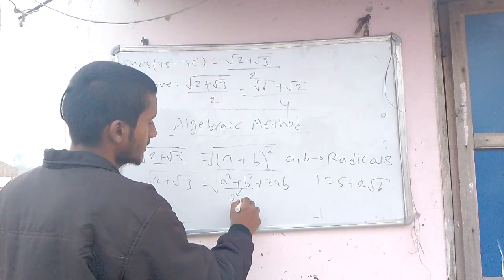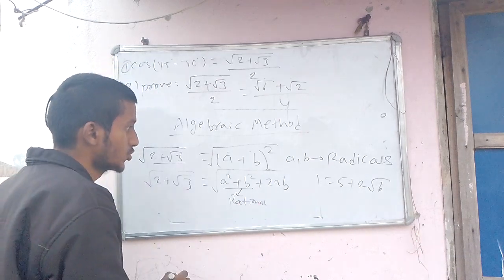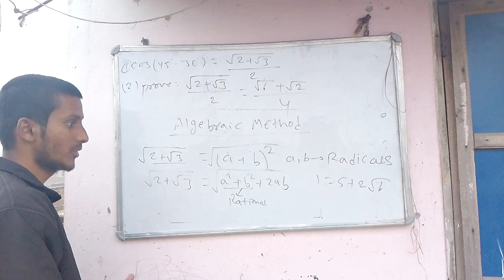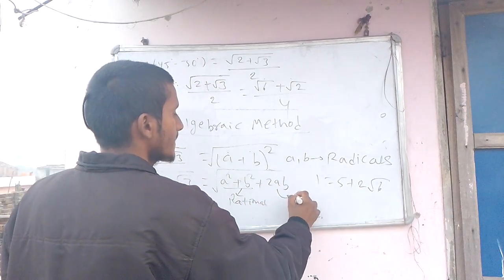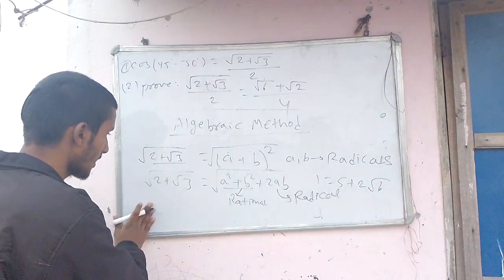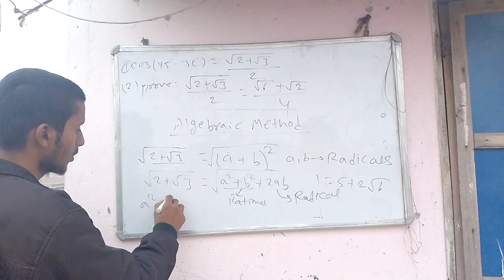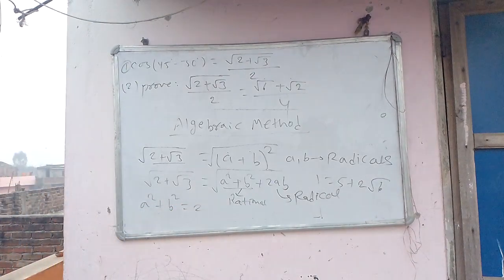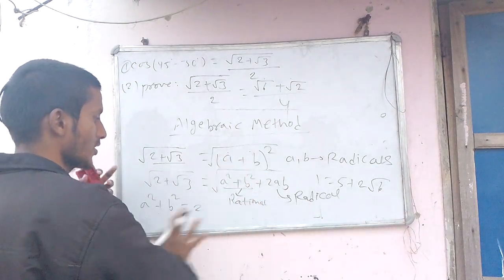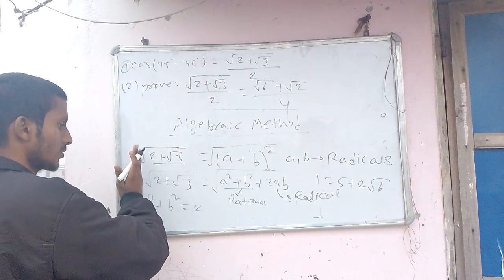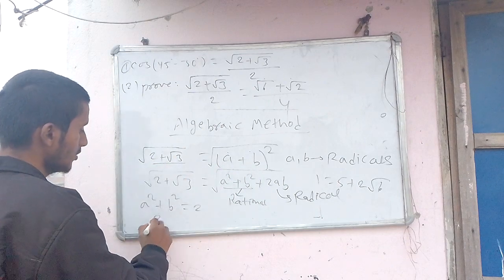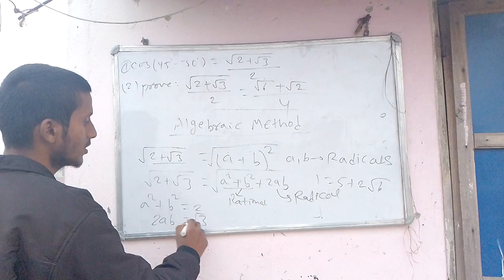a rational number. Why is it a rational number? Because if you have two radicals, then the a squared plus b squared part will be a rational number, but this part will be radical. Does that make sense? So you can equate here that a squared plus b squared is equal to 2. The radical part will be equal to the radical part, because the distinction is made here that one is rational and one is radical. So radical will be equal to radical, rational will be equal to rational. So 2ab will be equal to square root of 3.